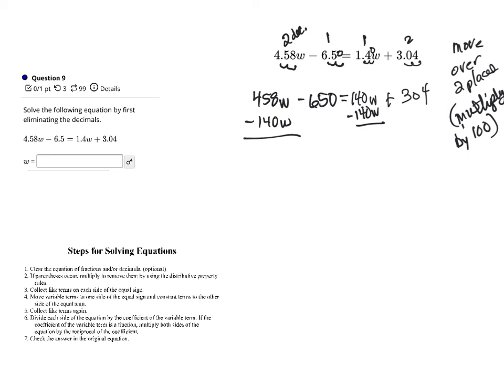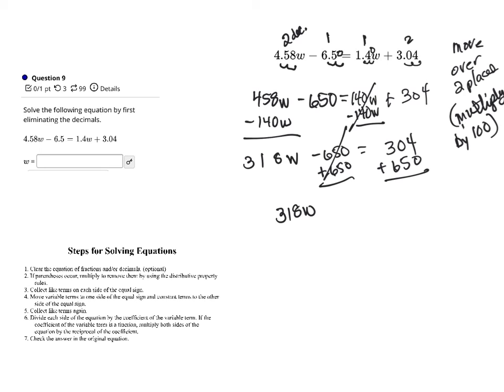So when I subtract from this side, that's going to give me 318W. And over here, I'm going to bring down my minus 650 because I haven't done with that. This means that goes away and equals positive 304. So now I need to move my negative 650 to the other side. I'm subtracting 650, so the opposite is to add 650. So I'm going to add 650 to both sides. So 318W, this goes away, equals, when I add 304 and 650, I get 954.